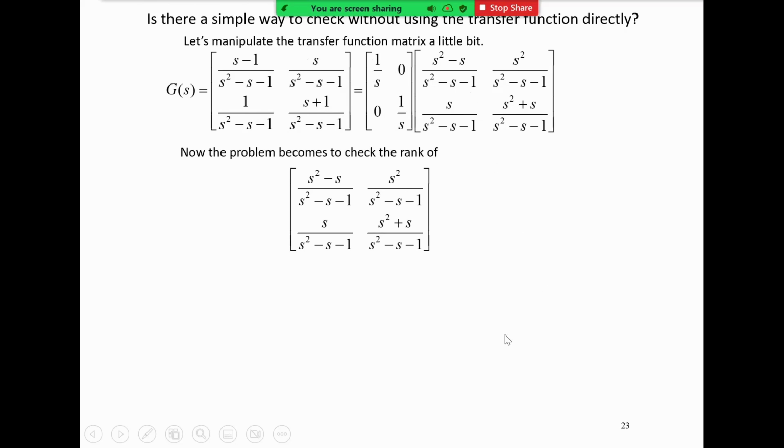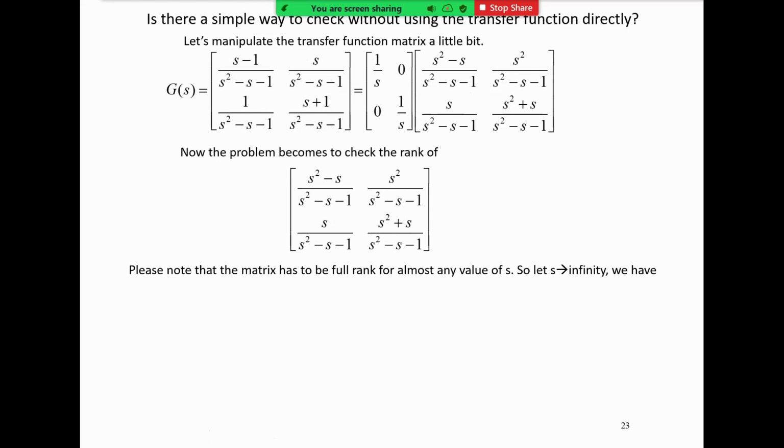But this matrix, we know that this matrix should be full rank for almost any value of s. So let's just take a special case where s goes to infinity. If s goes to infinity, then they will be dominated. For example, let's just take the limit of this one.